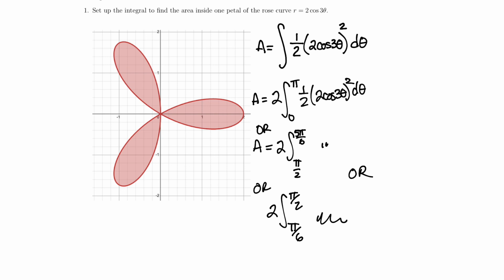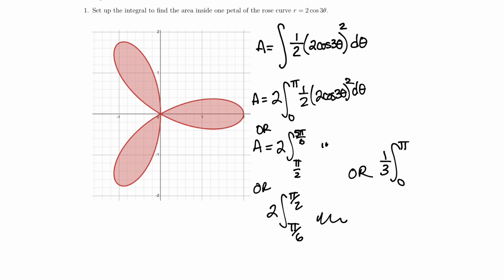So the other thing we could do is go from 0 to pi, which gives me the area of how many petals, Chris, if I go all the way around? 3, so I could take 1/3 of that, right? Do you guys see that at this point there are multiple ways to do our limits?